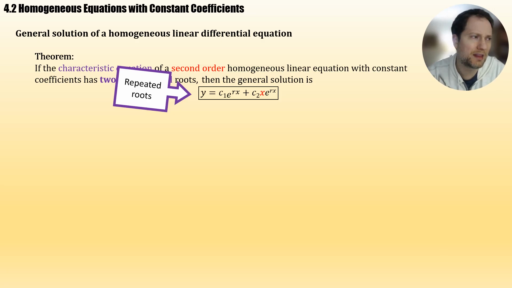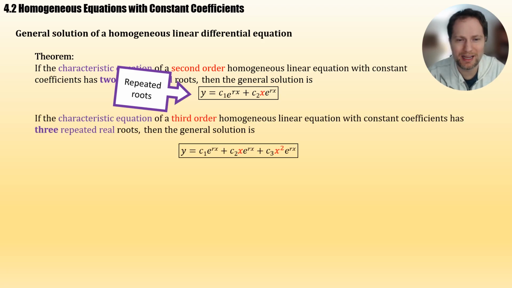Or you could think, we need them to be linearly independent somehow, and that does the trick by multiplying one of them by x. We need a second linearly independent solution, and that's the trick that worked.